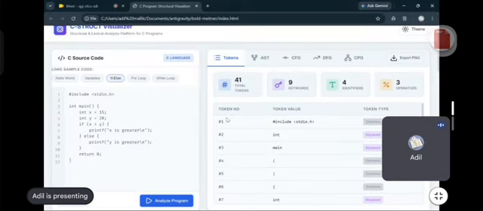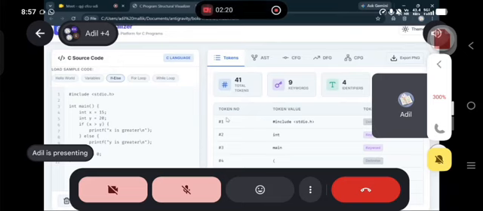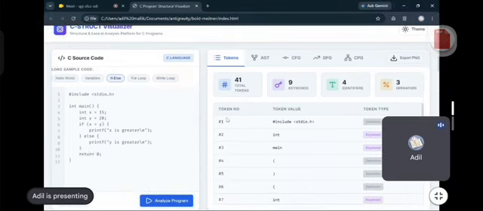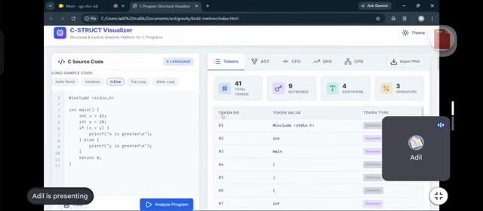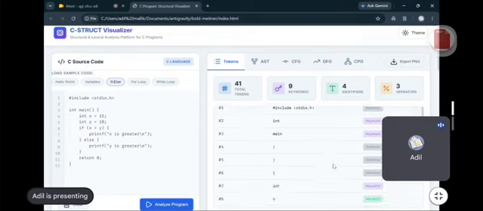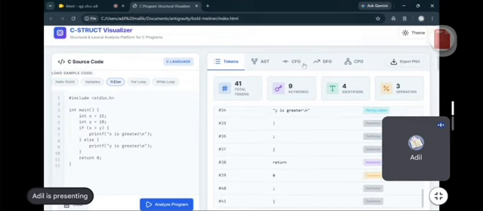Hello everyone, myself Adil Malik. I will be explaining the output and the conclusion part. This is the structure and lexical analyzer platform for our C program. Here we can input any C program code. Here we can see all the tokens. We have keywords, identifiers, and operators. These are all the tokens we have got.